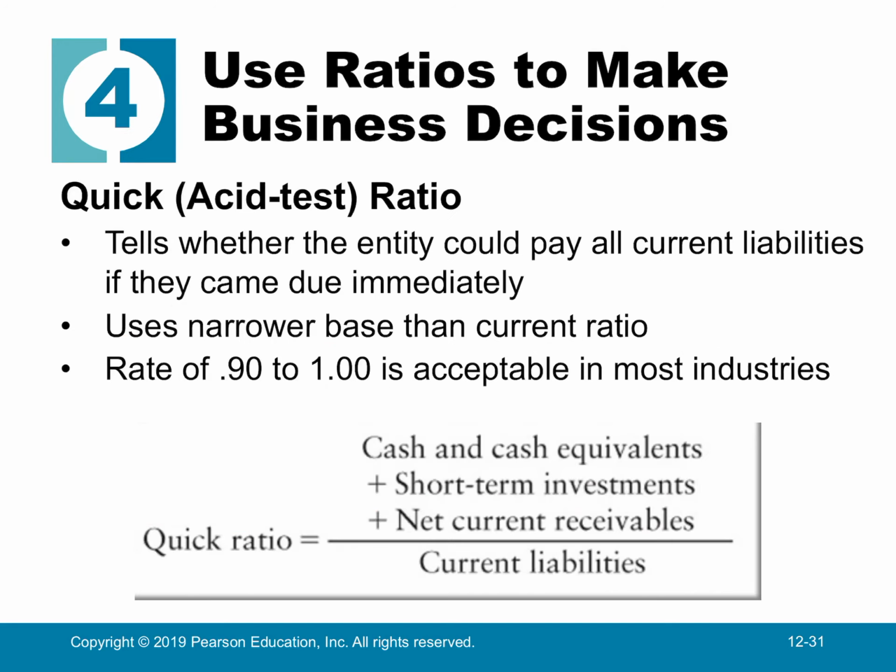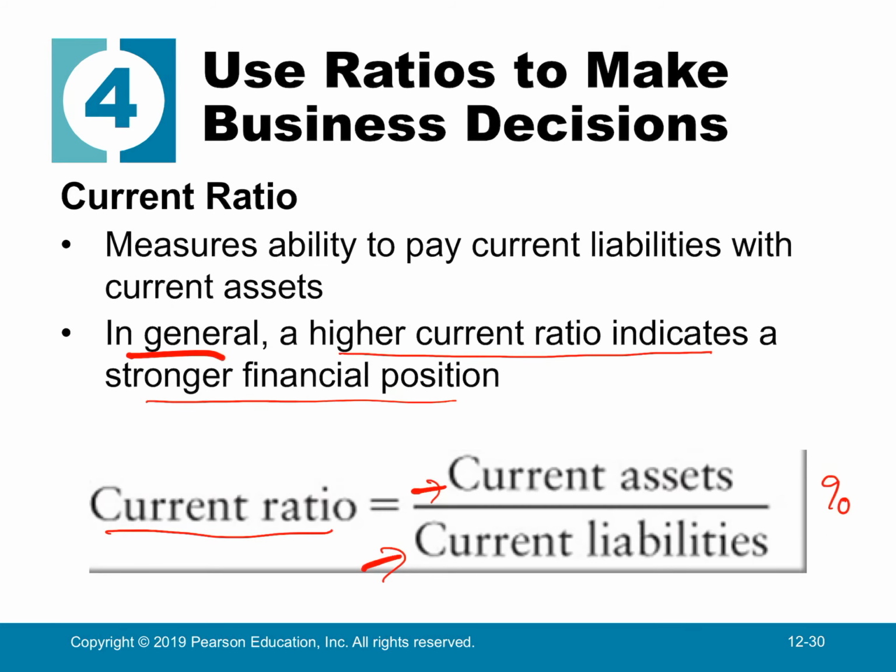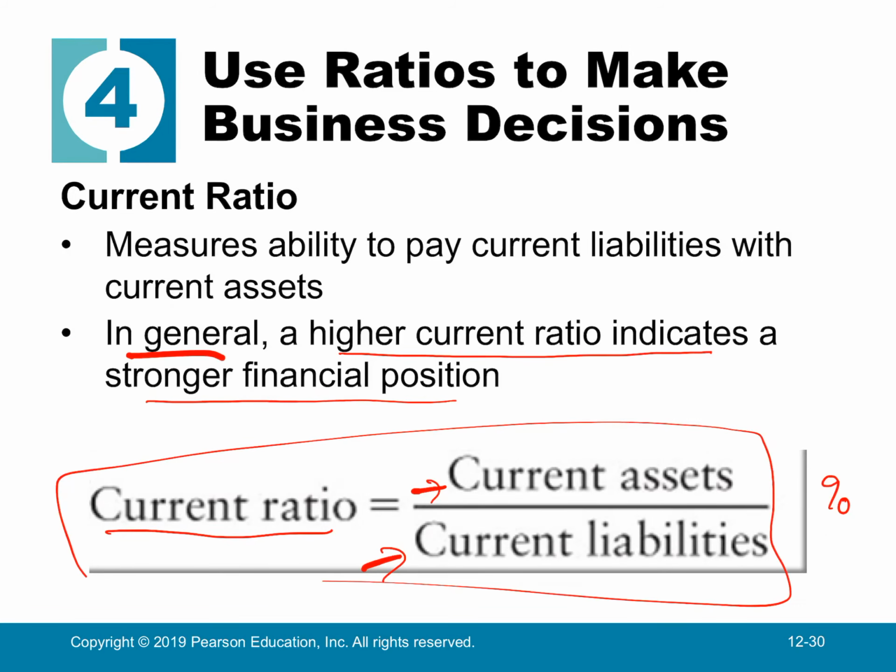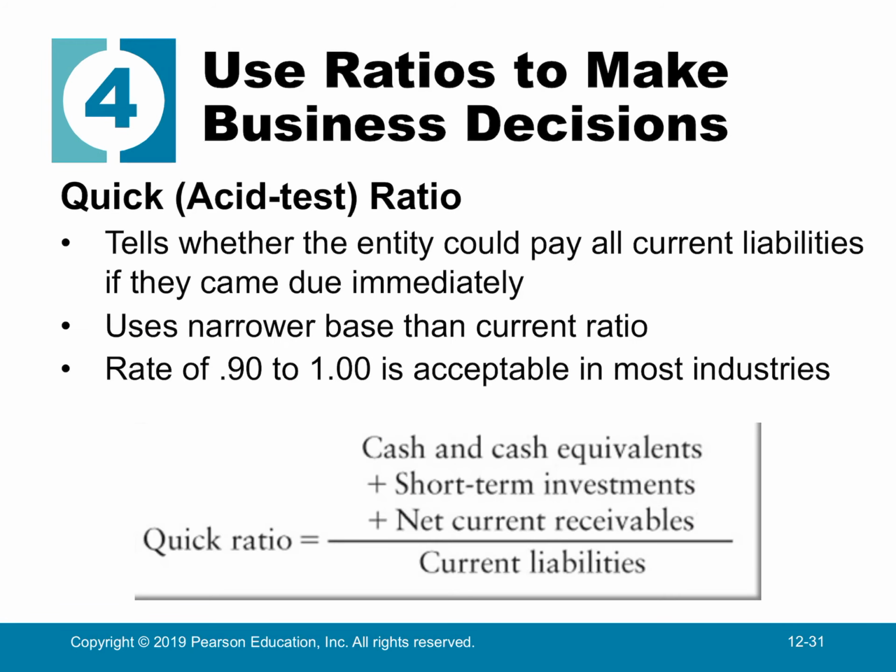And finally, we have the quick acid test ratio. This is basically the current ratio, the only thing is we make some adjustments to current assets. We take out things that aren't easily converted to cash, like inventory. So inventory is not going to show up here. We're just going to look at the things that are easiest to convert to cash, which would be cash and cash equivalents, short-term investments, and any net current receivables. And we'll divide that by current liabilities, and there we go.